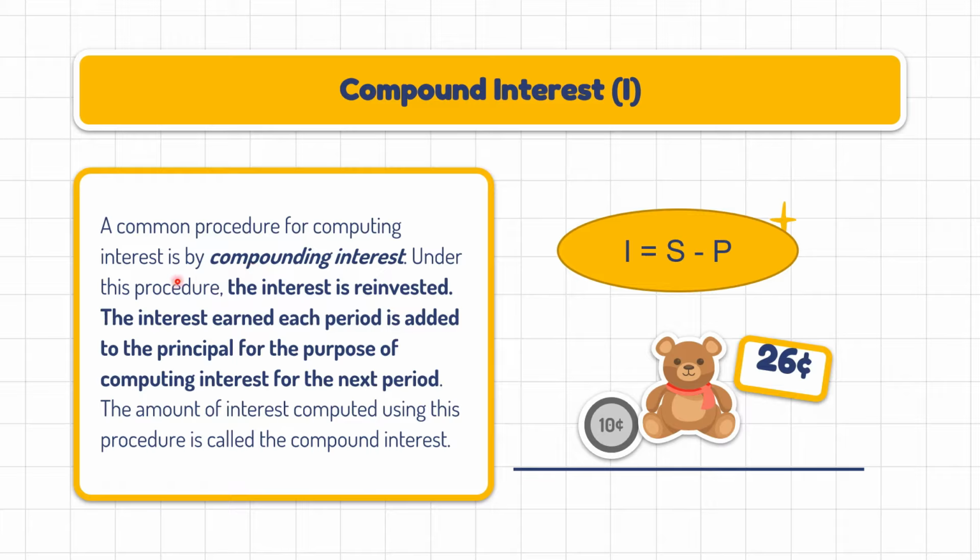Under this procedure, the interest is reinvested. The interest earned each period is added to the principal for the purpose of computing interest for the next period. The amount of interest computed using this procedure is called the compound interest.